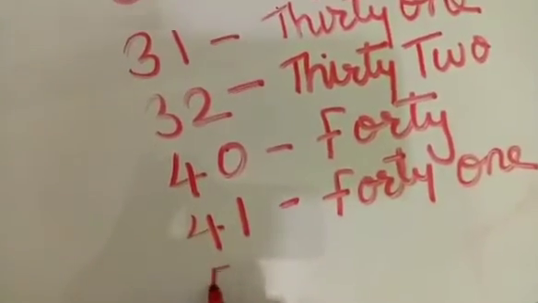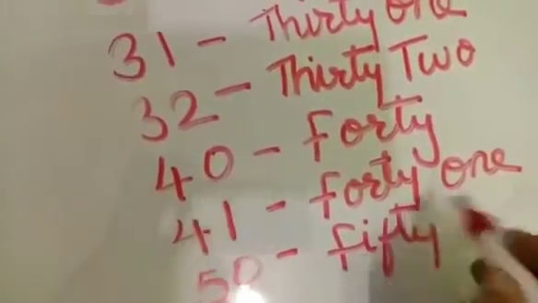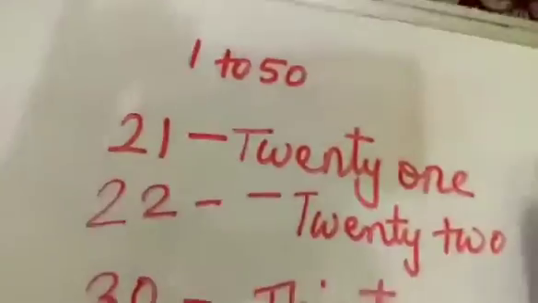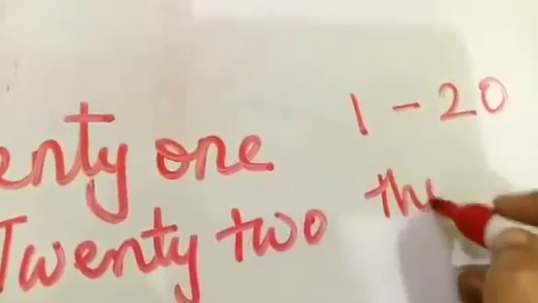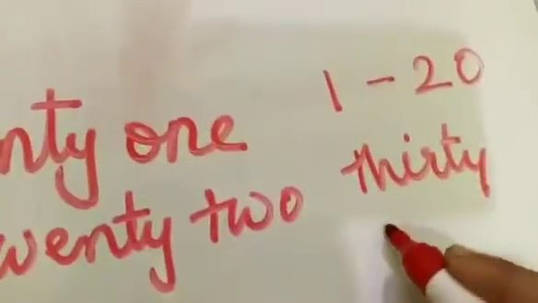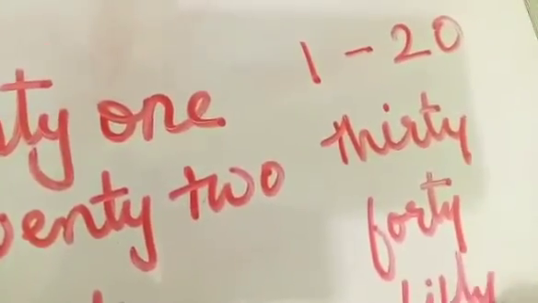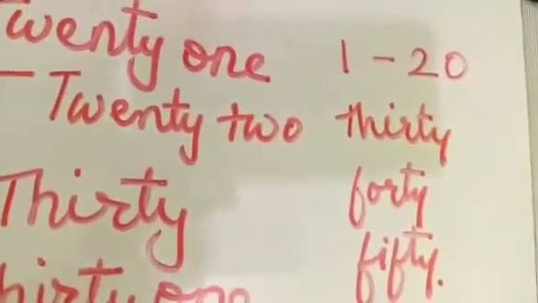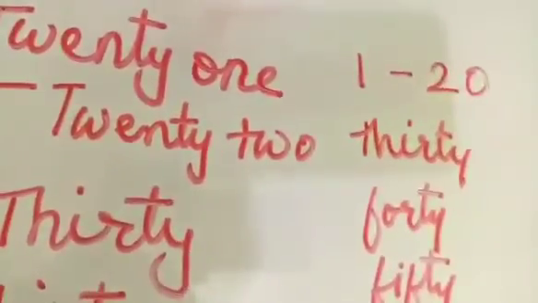Okay, then you have to learn the spelling of 50. Okay, so आपको कहाँ से कहाँ तक learn करना है? First you have to learn the number names of 1 to 20, then 30, 40 and 50. Okay, like this way learn and revise the 2 chapters for your exams. Thank you.